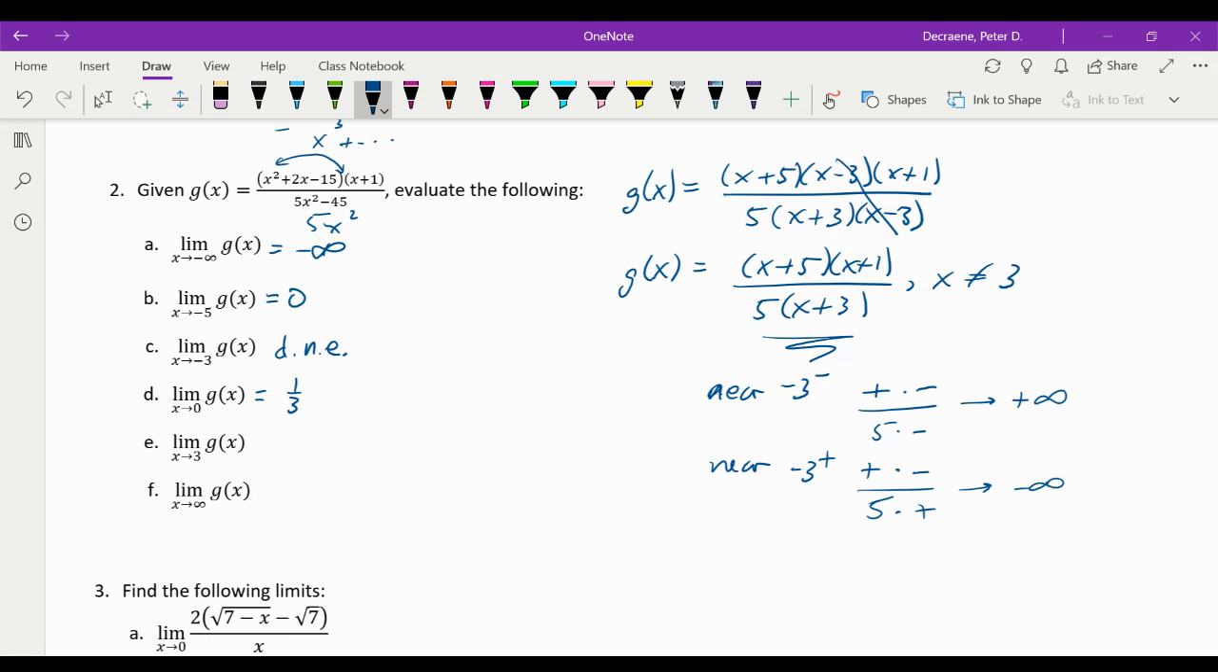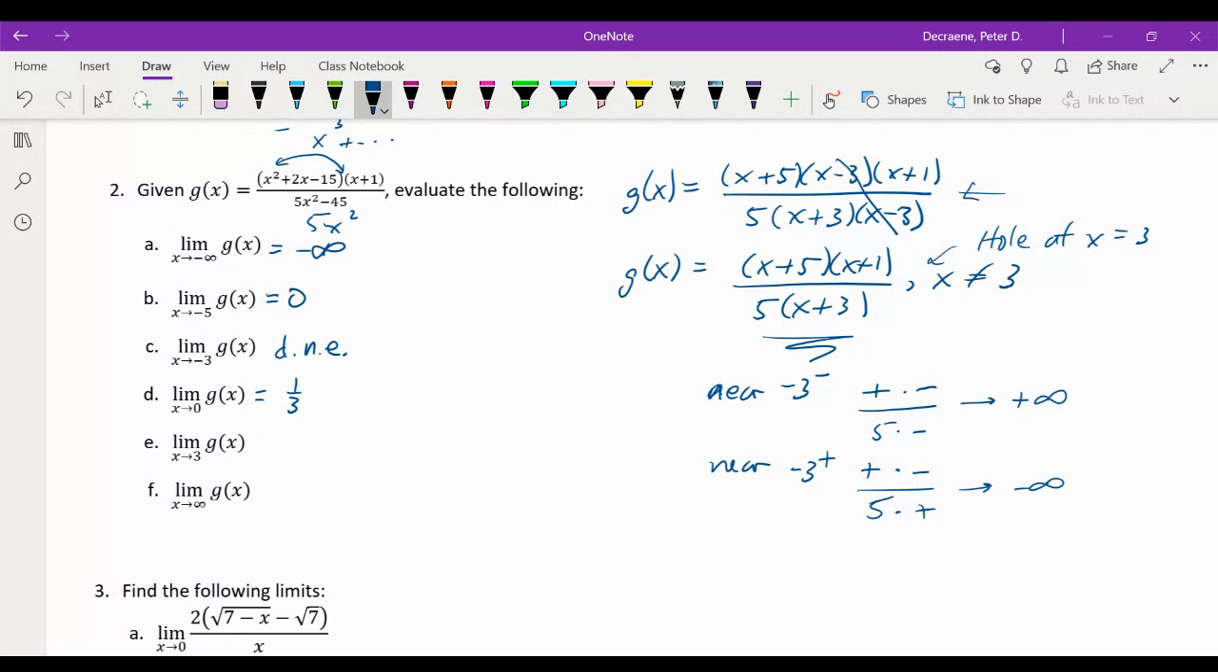The limit as x goes to 3. So 3 is a problem in the original function of g, but it's not a problem in this version. Remember we had to eliminate it, so that means there's a hole at x equals 3. But in this version, it's continuous, so I just need to plug in the 3.